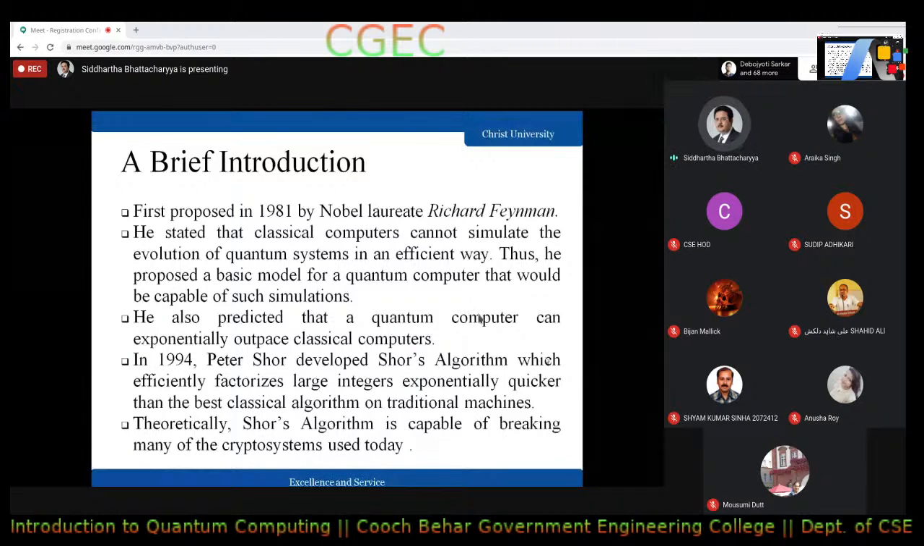Theoretically, Shor's algorithm is capable of breaking many of the crypto systems used today. So that is quite alarming now. And that's why people are now working on quantum cryptography. That is a different subject altogether, not within the scope of this particular lecture. But for the purpose of completeness, I'm mentioning it.